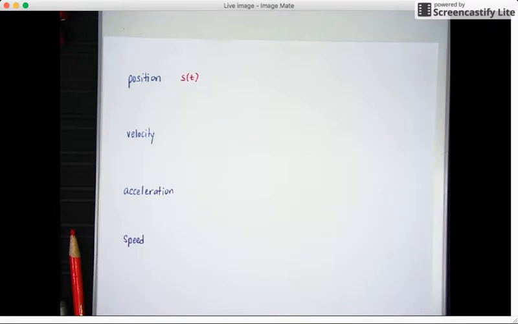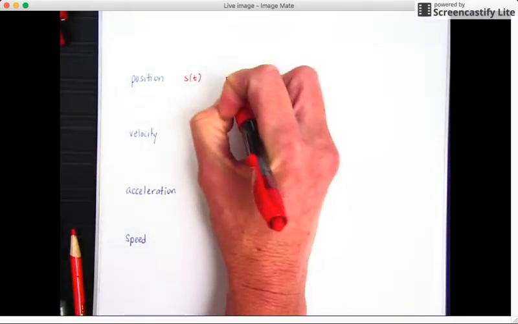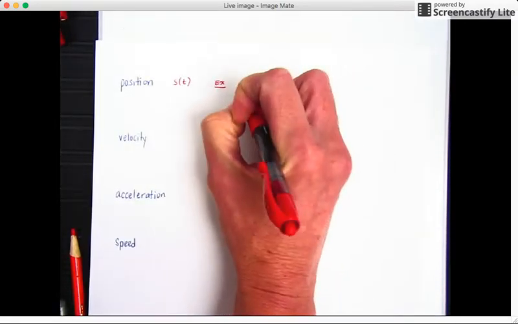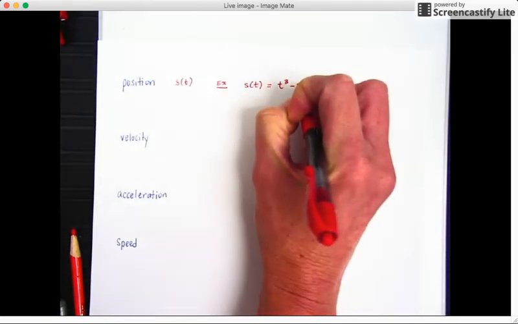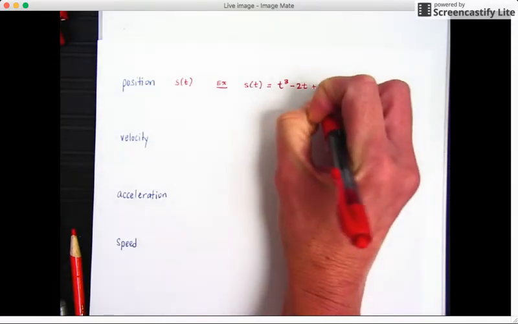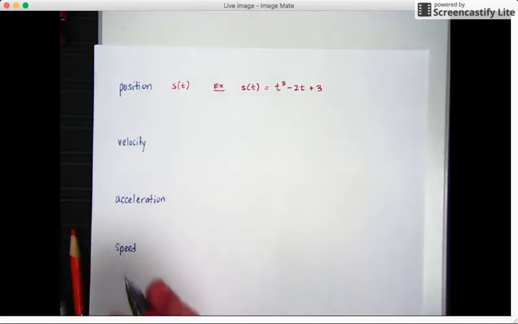And this function will tell you the location or position of the object at any given time greater than or equal to 0. So for instance, here's an example. Let's say that your function is S of t equals t cubed minus 2t plus 3. And if I asked you, what is the ball's initial position? So let's say the time started at some point, not necessarily when the ball's in my hand, but at some point a time starts to measure the location.